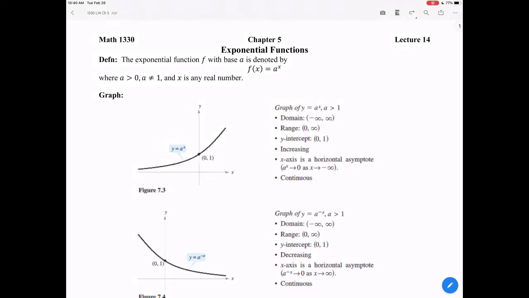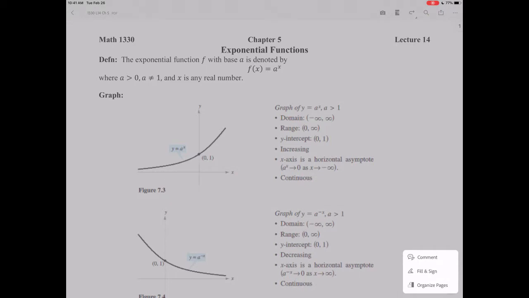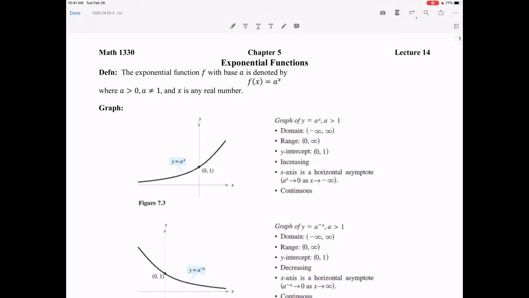Hello, welcome to the video of exponential functions. Okay, that's what we're going to talk about here. And I'm going to do this in really short videos so that you can see what an exponential function is.